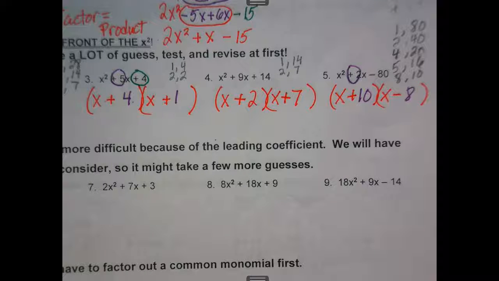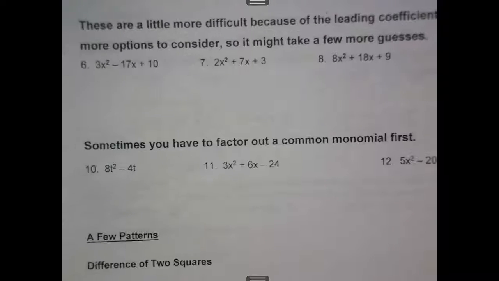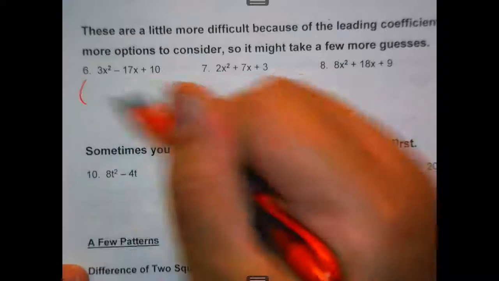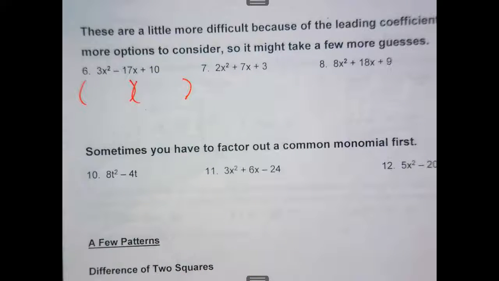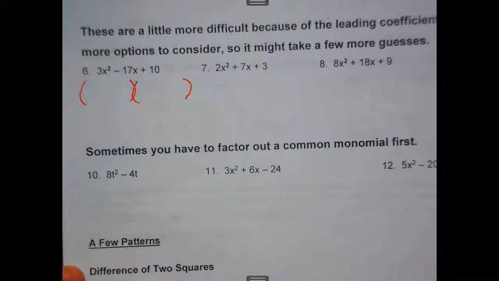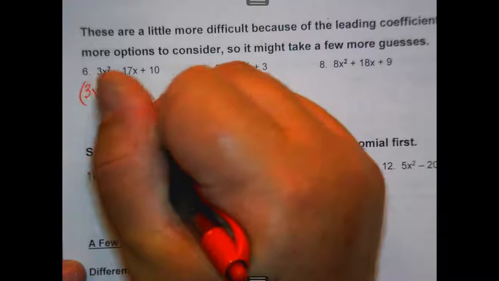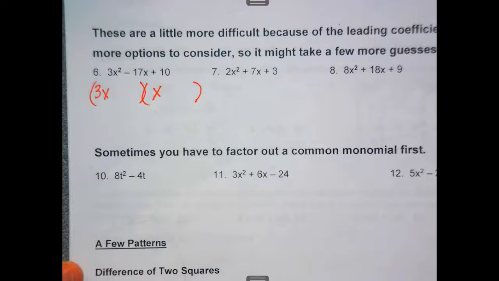Okay. Let's try some hard ones now. Use pencil, please. Well, maybe not yet. Okay, this time my A is 3. It's still not that bad because there's only one way to get 3x squared, isn't it? The only way to get 3x squared is 3x times 1x. That's the only way I can get 3x squared.